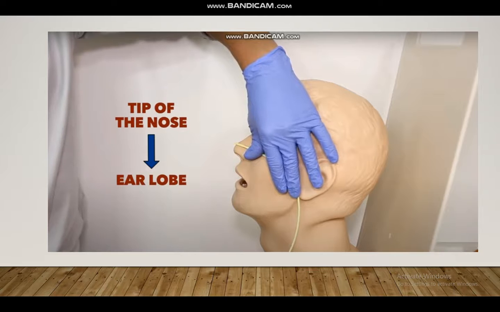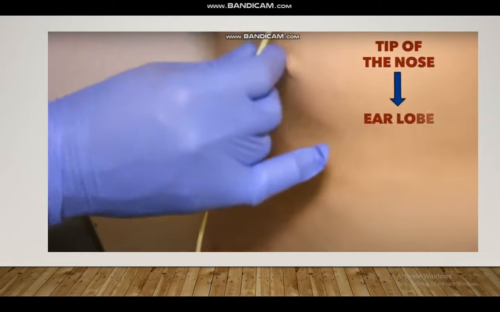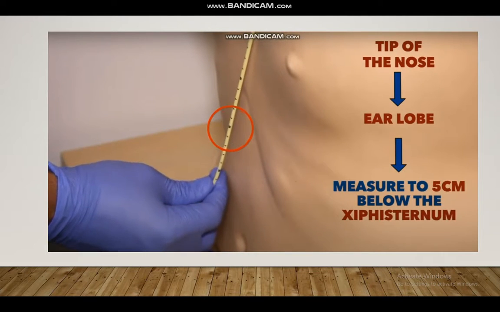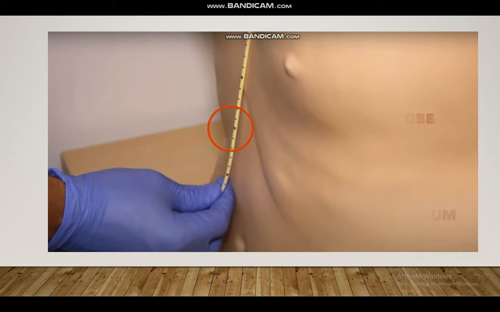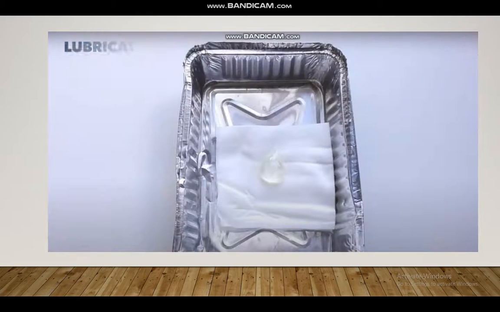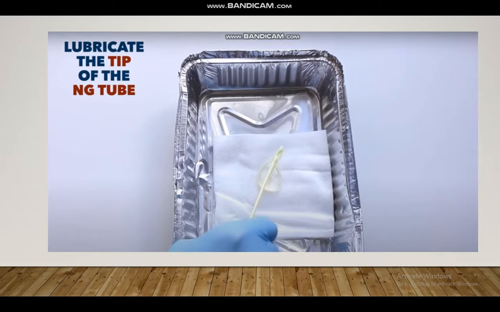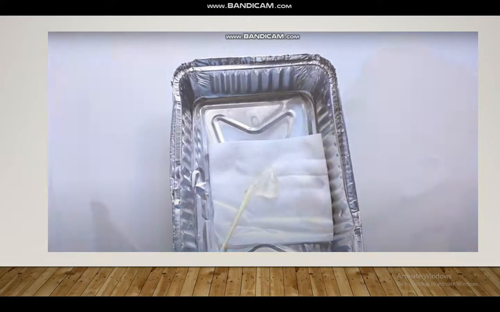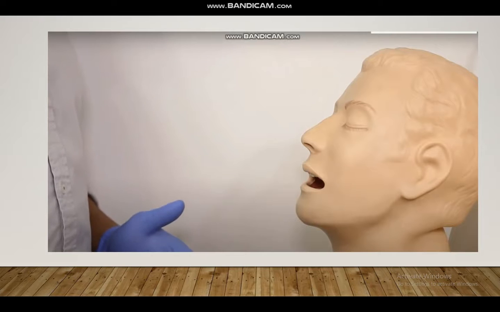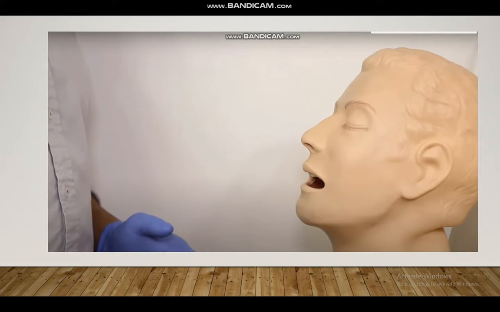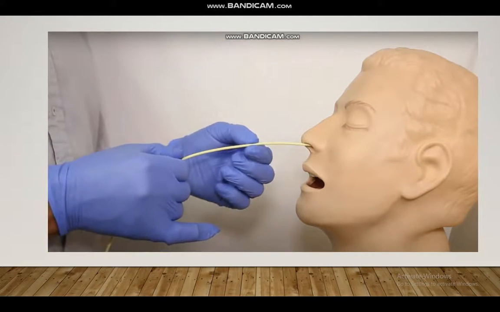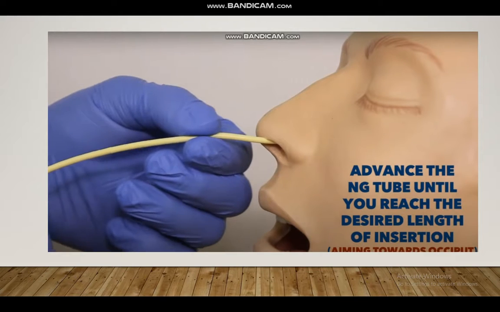Determine the length of the tube by placing it from the bridge of the nose around the earlobes till 5 centimeters below the xiphoid sternum. Note the length. Lubricate 2 to 4 inches of the tube. Pass the tube via the external nares, esophagus, and stomach. Whilst passing, ask the patient to sip water, which allows easy passage of the tube.